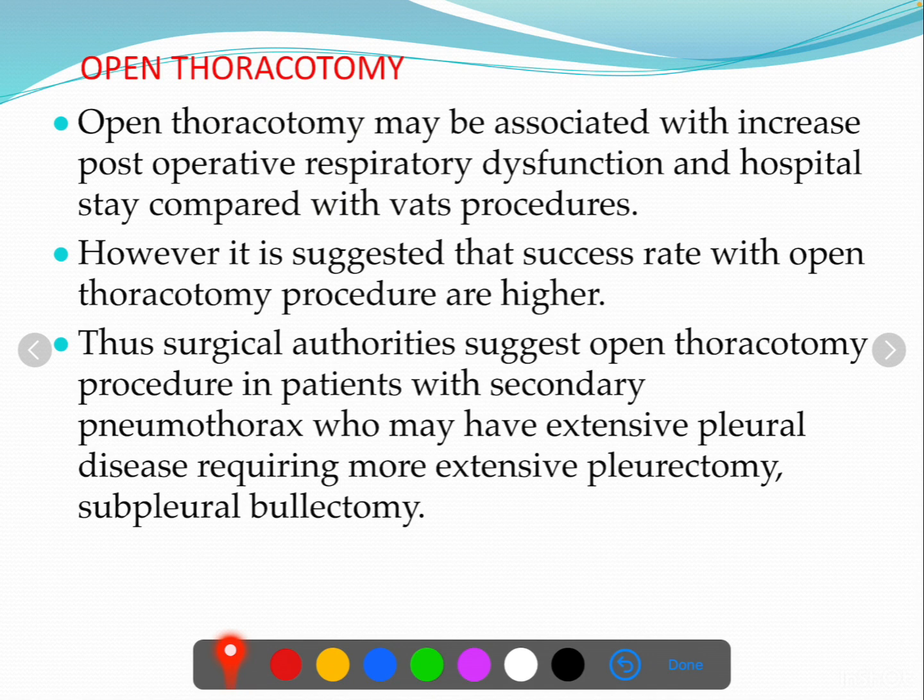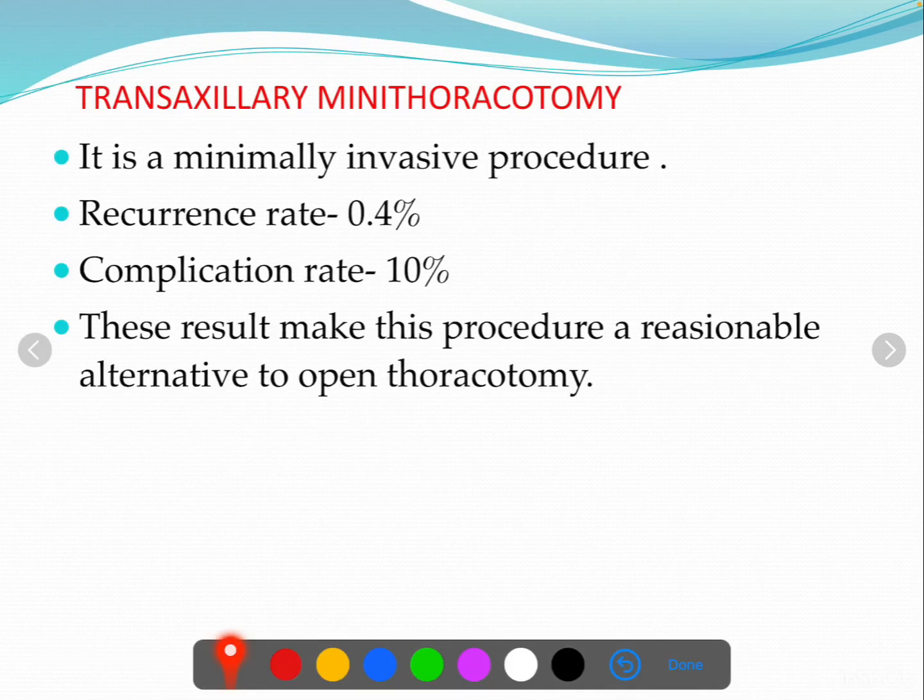Open thoracotomy may be associated with increased post-operative respiratory dysfunction and hospital stay compared with the VATS procedure. However, it is suggested that the success rate with open thoracotomy procedures is higher. Very, very important: it is higher than VATS. Thus, surgical authorities suggest open thoracotomy in patients with secondary pneumothorax who may have extensive pleural disease requiring more extensive pleurectomy and subpleural bullectomy. So in those cases, we will do open thoracotomy.